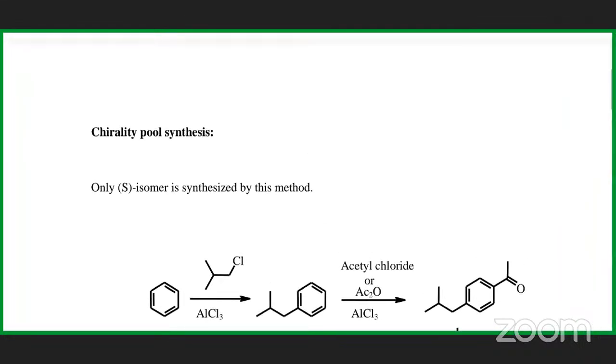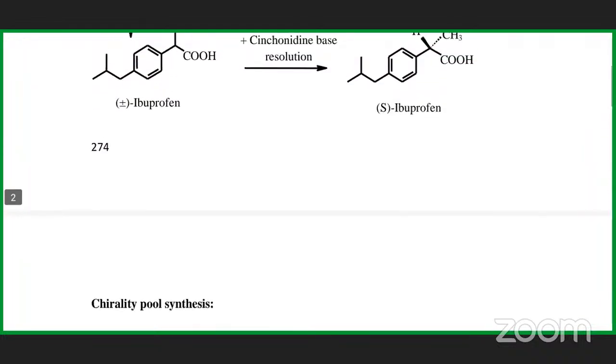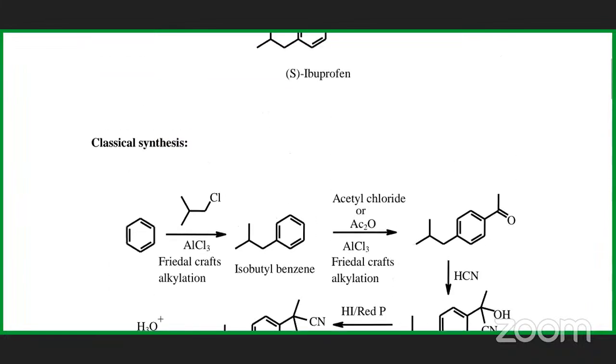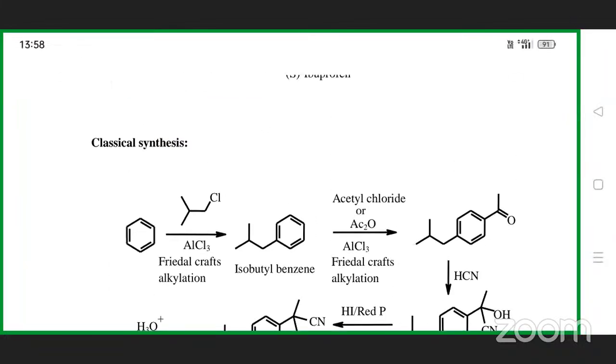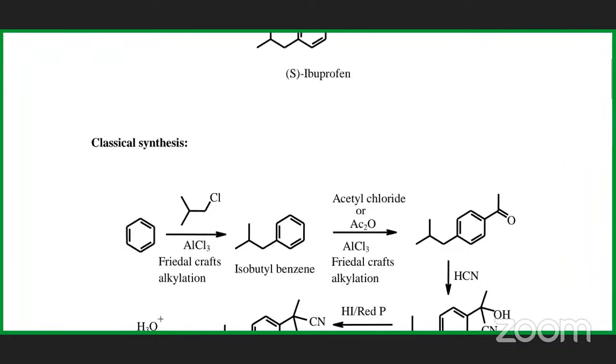In the examination, they can ask any method. They will ask the synthesis of chiral drugs by giving an example, for example: write the synthesis of S-ibuprofen by the chiral pool method, or by a classical synthesis. So first you read the question and understand what they are asking, which method they are asking, and then you write the appropriate synthesis.